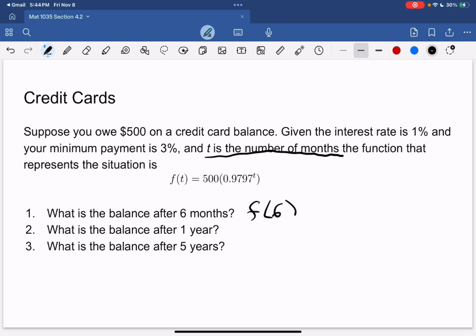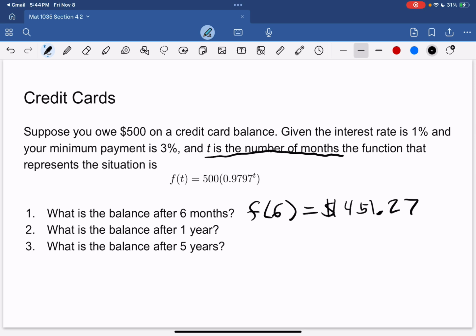Okay, so I just need to figure out what f of 6 is. So I could use my calculator, Desmos, whatever calculator you so desire. And I just want to plug in 500 times 0.9797 raised to the 5th power. Okay? So when I do that, I get $451.27. Okay? So I just found out what that function at 6 was.